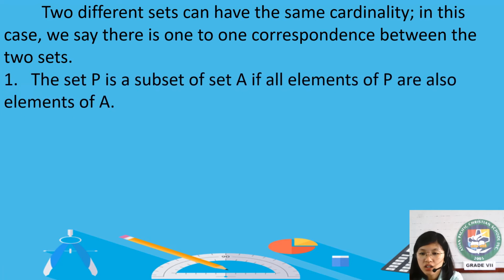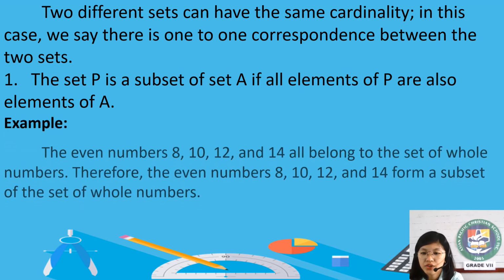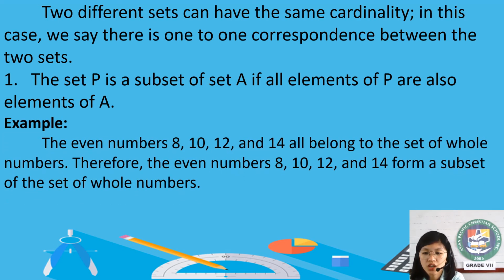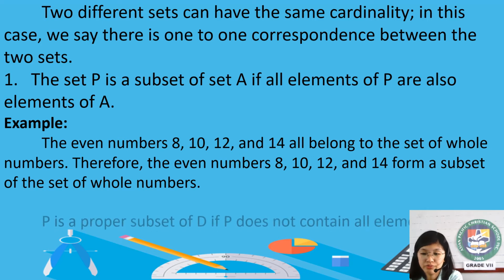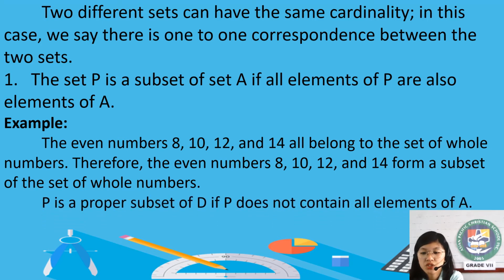So first, the set P is a subset of set A if all elements of P are also elements of A. For example, we have the even numbers 8, 10, 12, and 14. All belong to the set of whole numbers, di ba? And therefore, the even numbers 8, 10, 12, and 14 form a subset of the set of whole numbers. And P is a proper subset of A if P does not contain all elements of A.